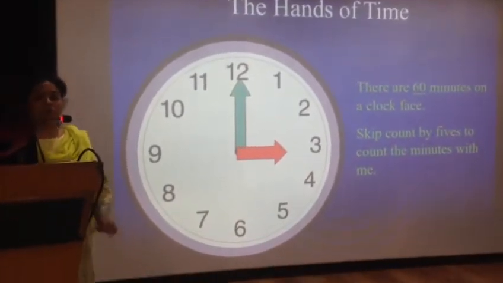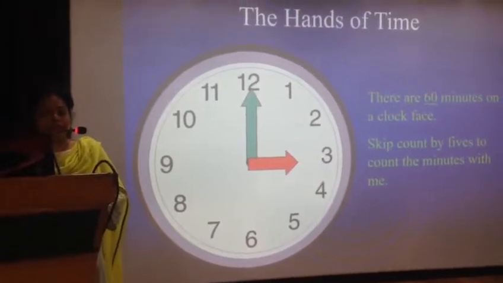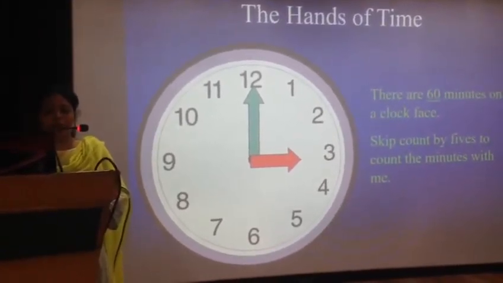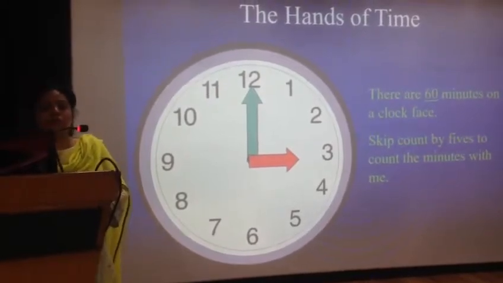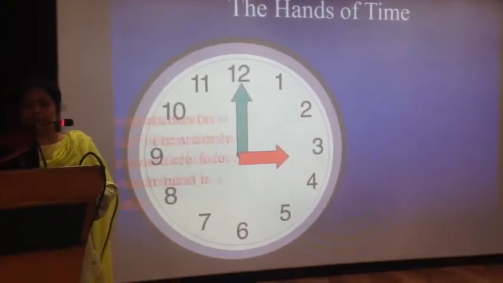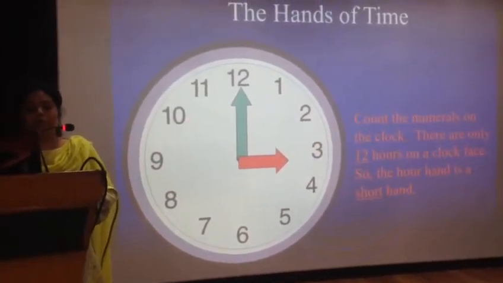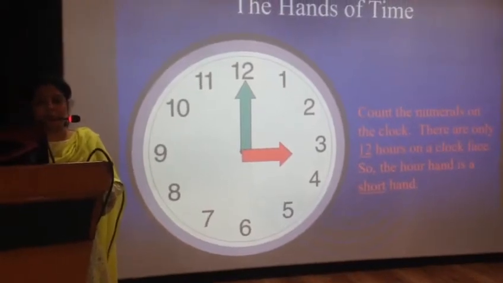So, as you all can see, the hour hand is at 3 and the minute hand is at 12. So whenever the minute hand moves, if it moves from 12 to 1, it will move for 5 minutes. Count the numbers on the clock. There are only 12 hours on a clock face.